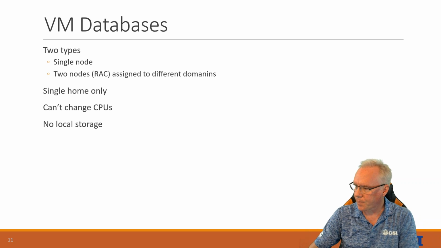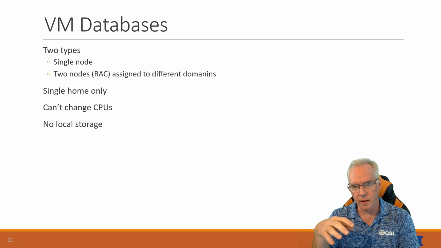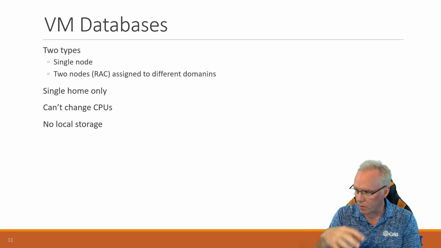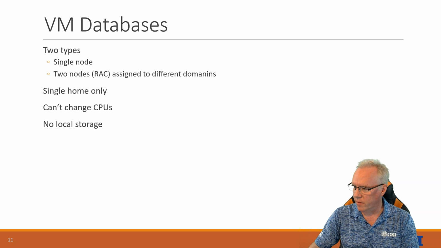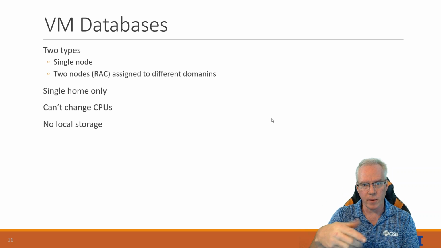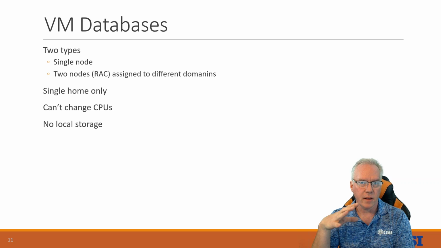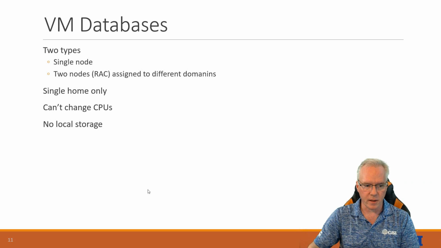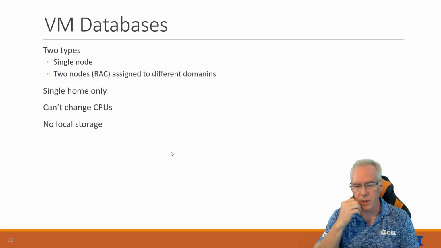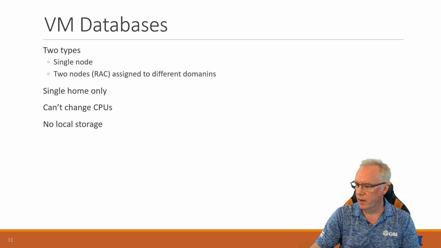All right. Now, once you create a VM database, you can't change the number of cores. And if you're launching a database system, when you create a database system, which I'll show you when we do create one, you can pick a whole bunch of different versions and sizes and things right in that first window. But there's not going to be any local storage. Like I said, you can't change any CPUs.